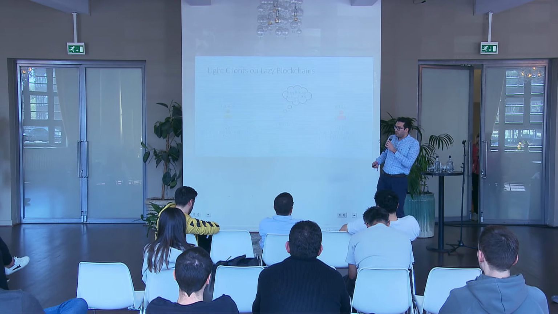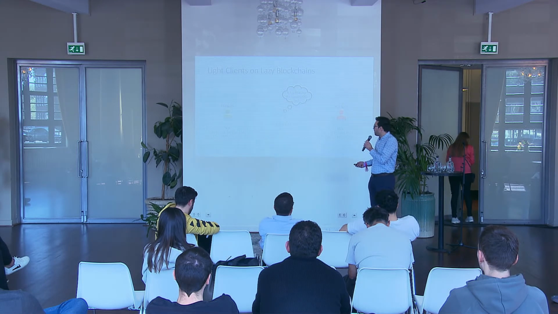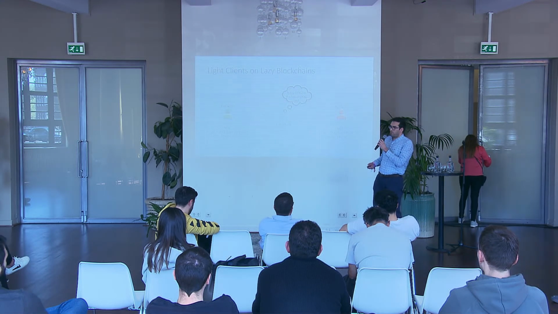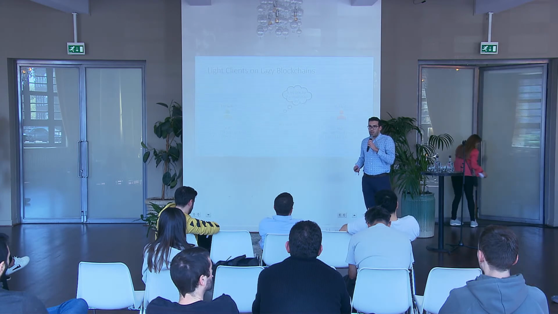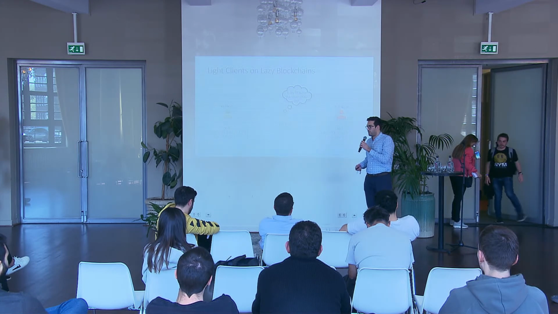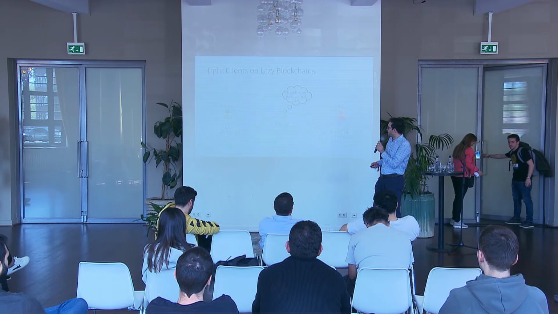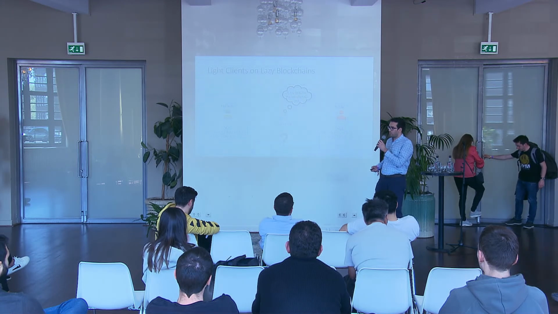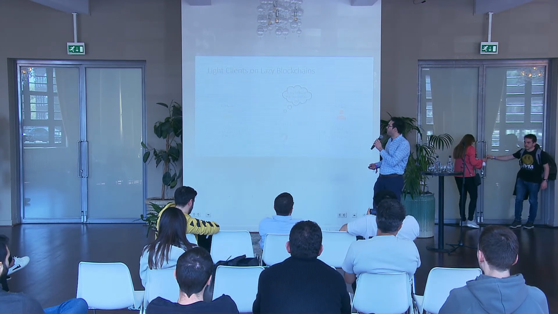It does not know which one is honest, and so now the light client will try to figure out which of my peers are honest and which of the answers are correct. So that's the question the light client is asking.